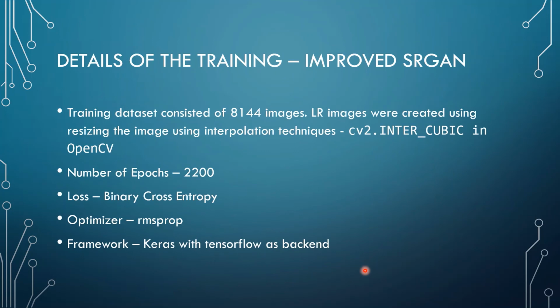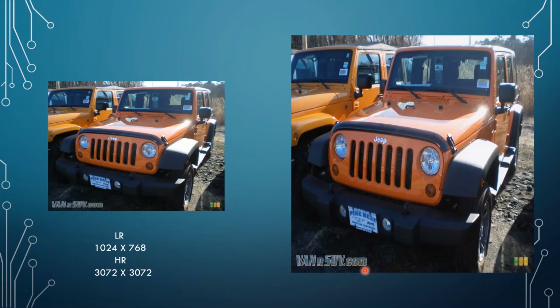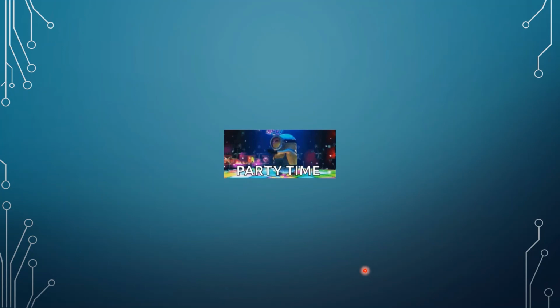Details of the training. The training details are the same, but only the number of epochs is increased. Now we can clearly see that there is no blurriness, which we got in the case of SRGAN. Hence, our project is completed.